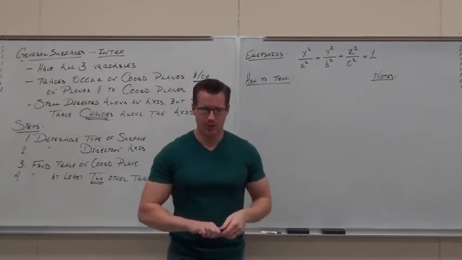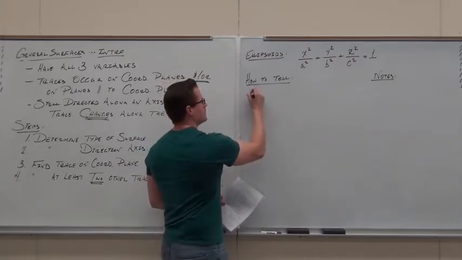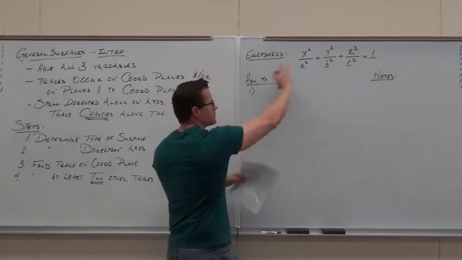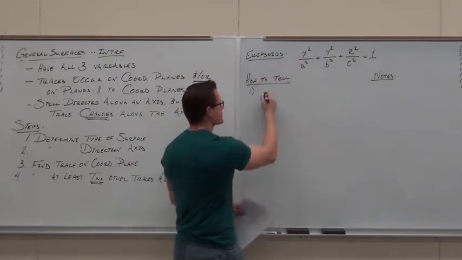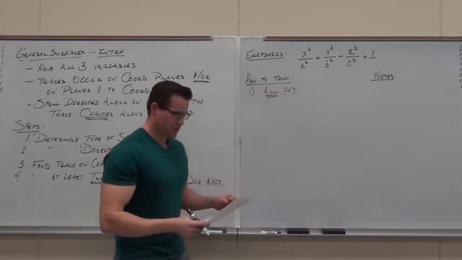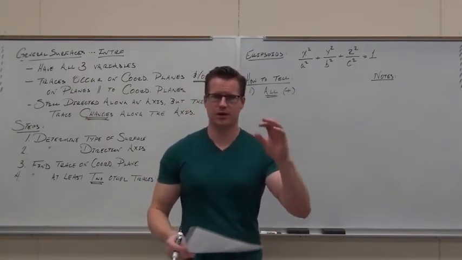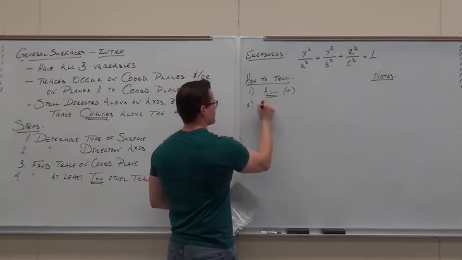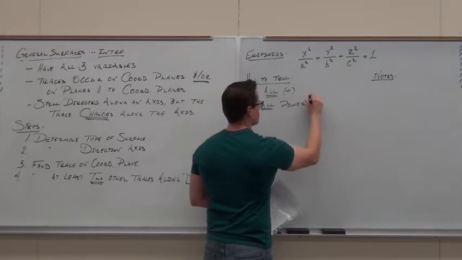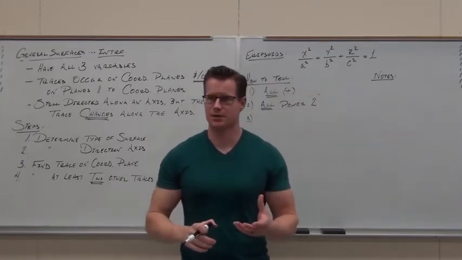So number one, when you have an ellipsoid, here's how to tell that you actually have that. First thing, everything is positive. Everything you see is positive. There are no minuses, no negatives. Number two, everything has a power of 2: x squared, y squared, z squared. And number three, there's a constant associated with it.